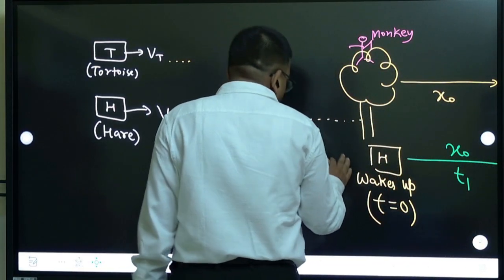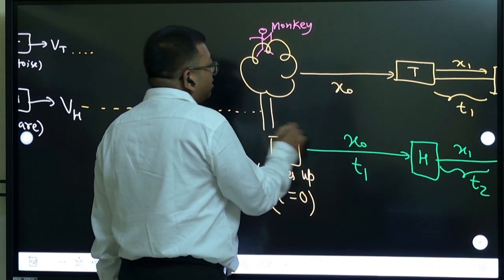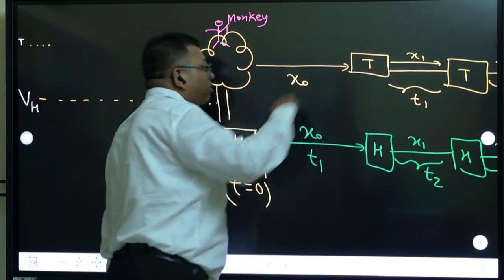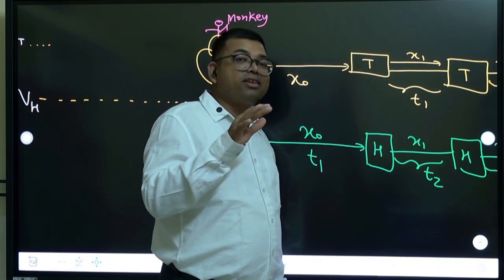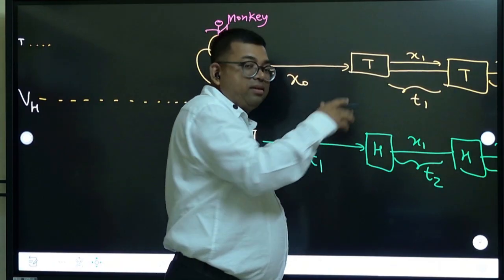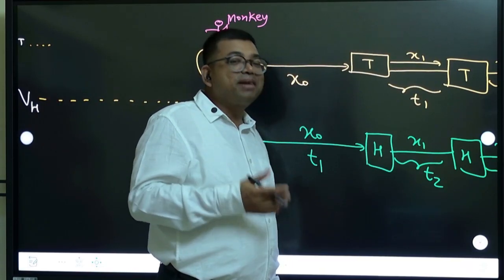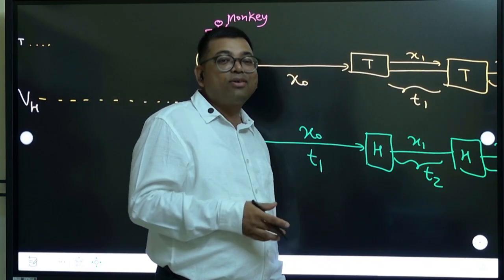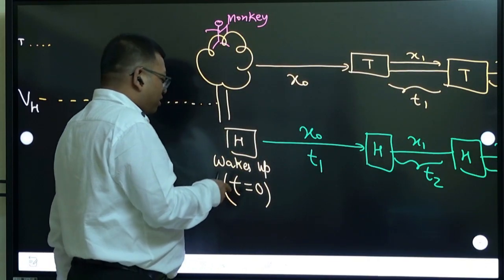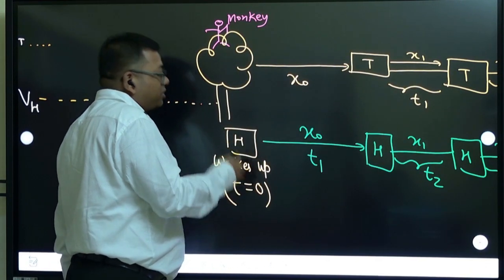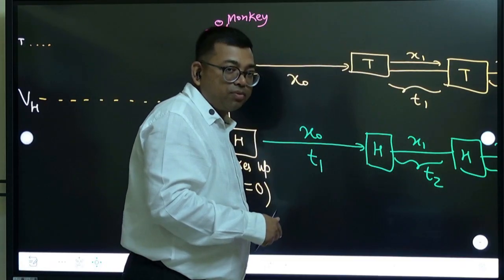So when this hare wakes up, he finds the tortoise ahead of him, because the tortoise is smart. He is coming without making any noise. So he went ahead. You know who made the noise? The monkey made the noise. The monkey told him, "Come on, wake up. The tortoise is running slow, but he has already gone ahead. Come on, wake up." So then he wakes up, and when he wakes, let us consider this time 0. This is the time 0 when he wakes. So he finds the tortoise x naught distance away from him.